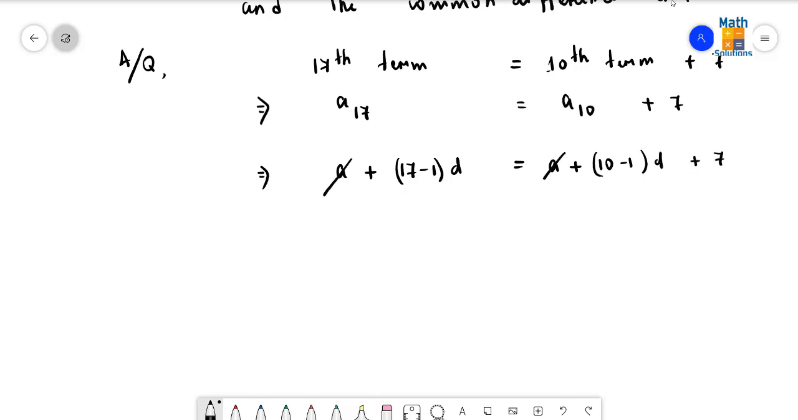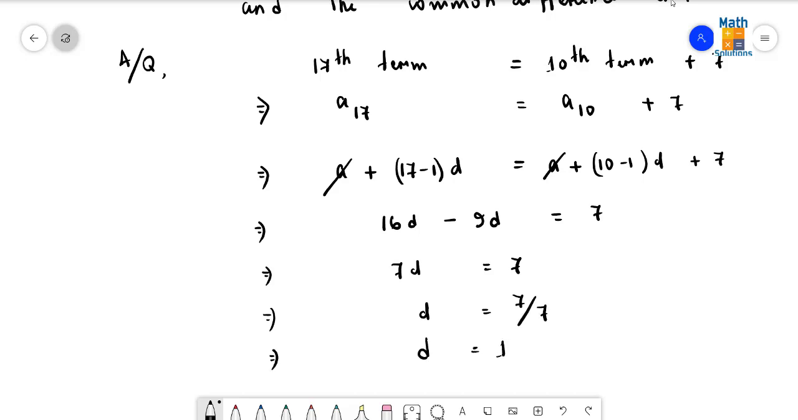So a on both sides got cancelled. I got here 16d, minus 9d shifted from the opposite side, equals 7. So 16 minus 9 is 7d. So 7d is equal to 7. So I get here d is equal to 7 by 7. So the common difference comes as 1. Therefore, the common difference here is 1. Hence the answer. Thank you.